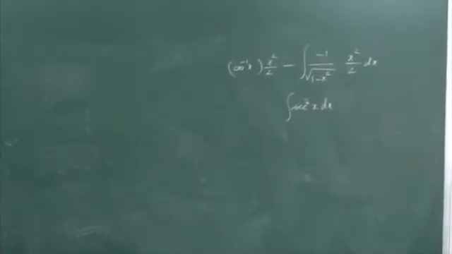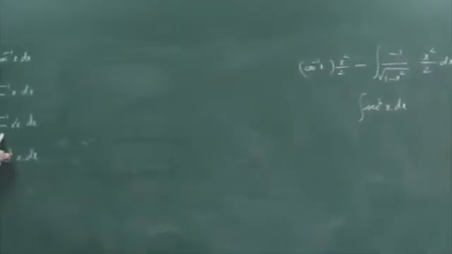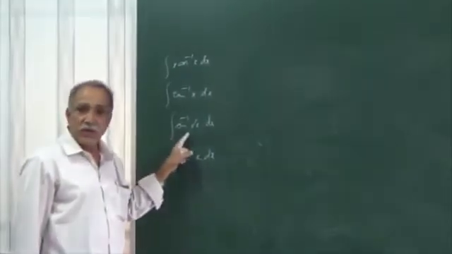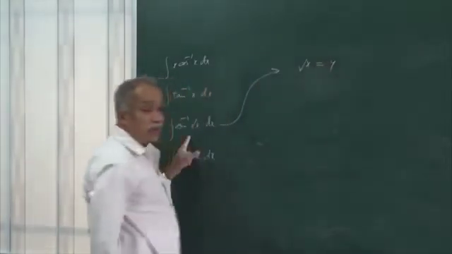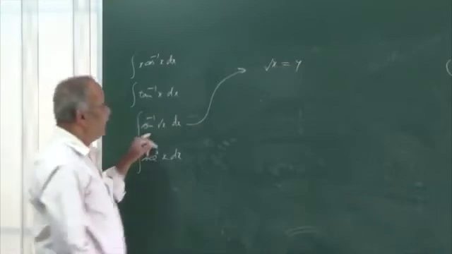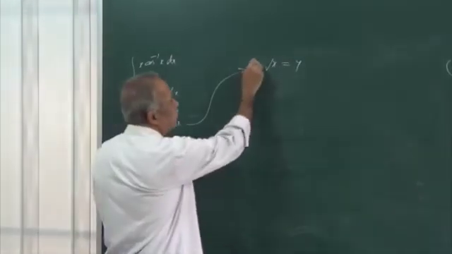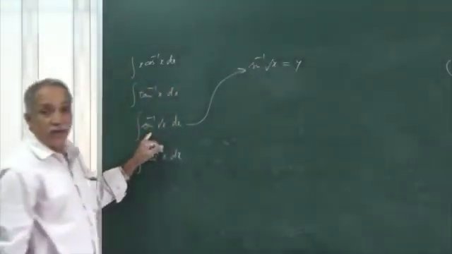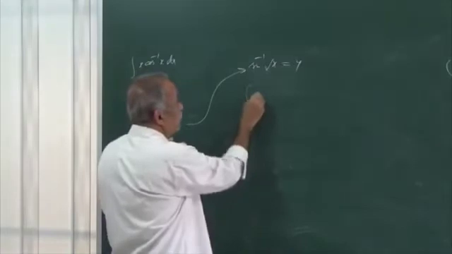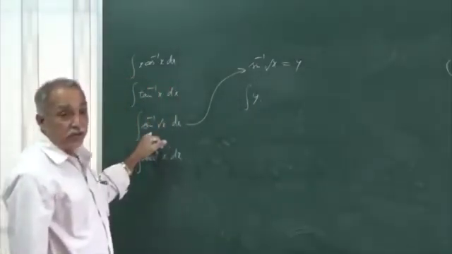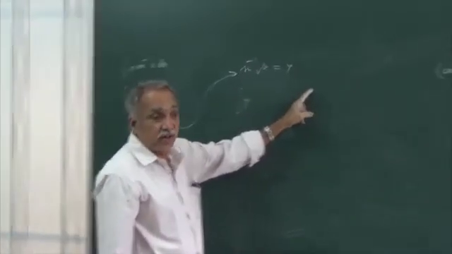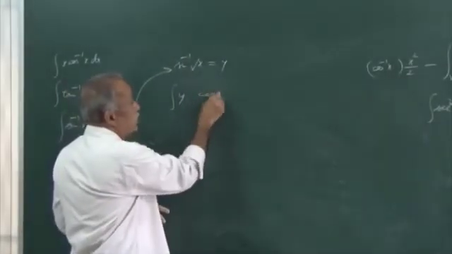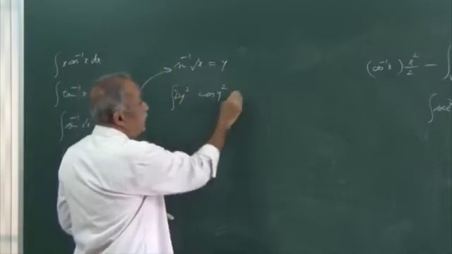I think the earlier problem tried was not sin inverse x, it was sin root x. This is sin inverse root x, a different one. But this is also workable using the same idea, root x equal to y square. Root x equal to not y square, y, x equal to y square. So my integrand becomes y into dx. What is dx? Root x is sin y, x is sin y square. Am I right? X is sin y square, so dx is cos y square into 2y dy.